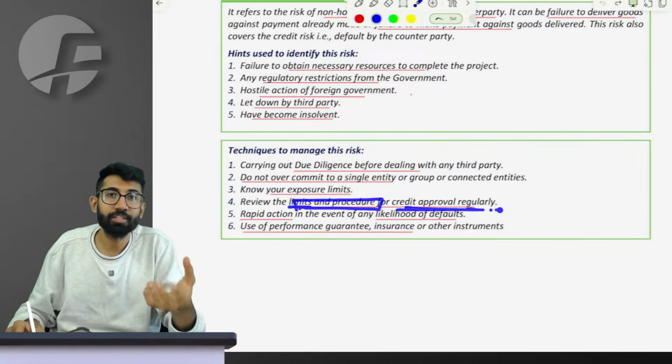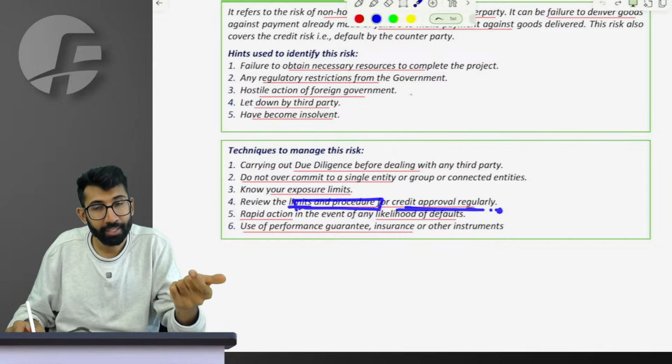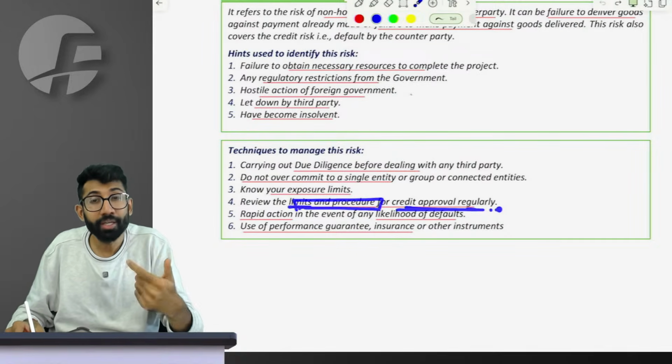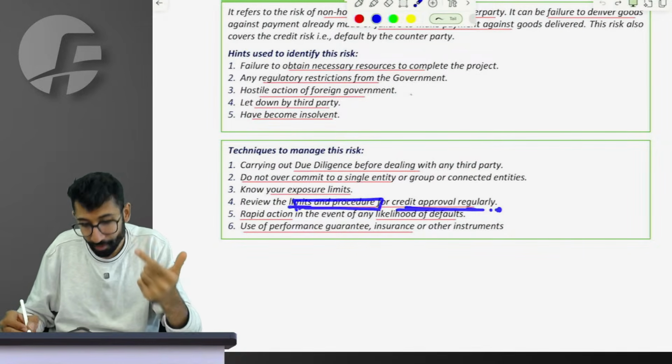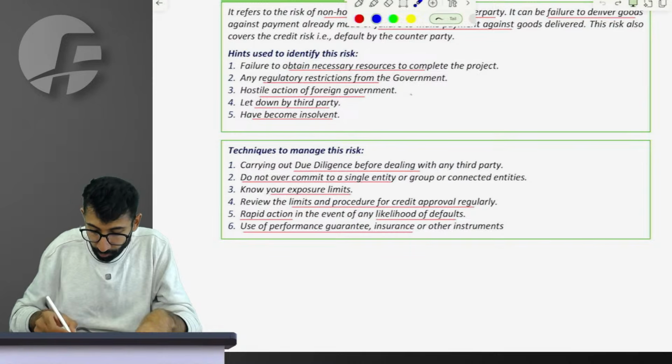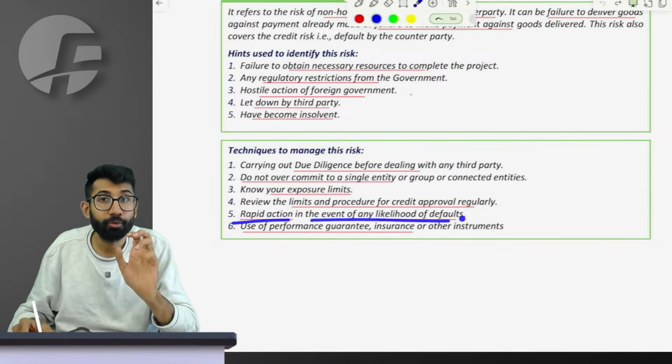It's not that once the party has been given the credit, every time it can be given. Keep on reviewing their capabilities, credit repaying capabilities. So the procedure and the limit should be reviewed. Rapid action in case of likelihood possibility of default.